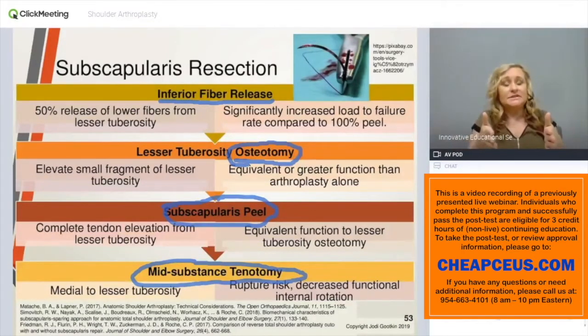So this might explain some of the differences that you see in rehab as to when you can start stretching to gain that external rotation and when you can do active internal rotation, based on the stability that they feel they achieve depending on which approach they used for that subscapularis.